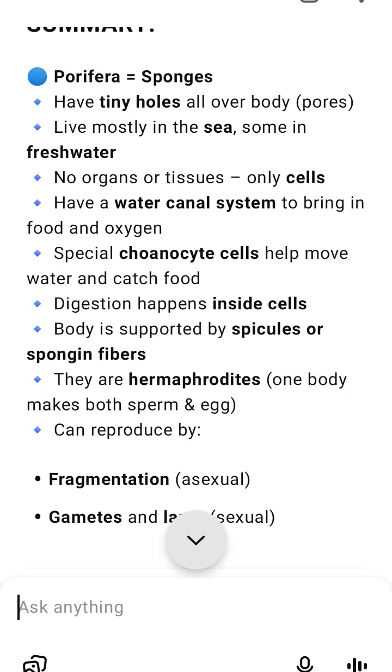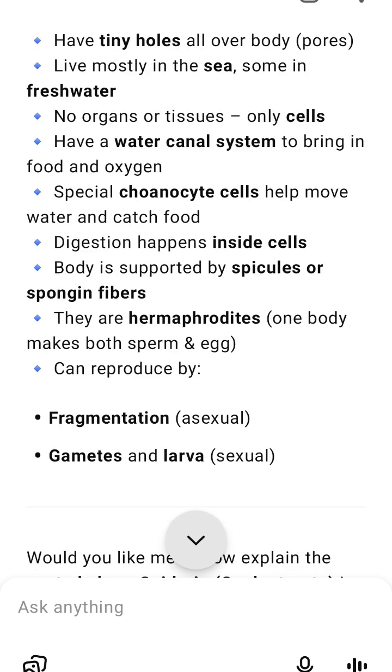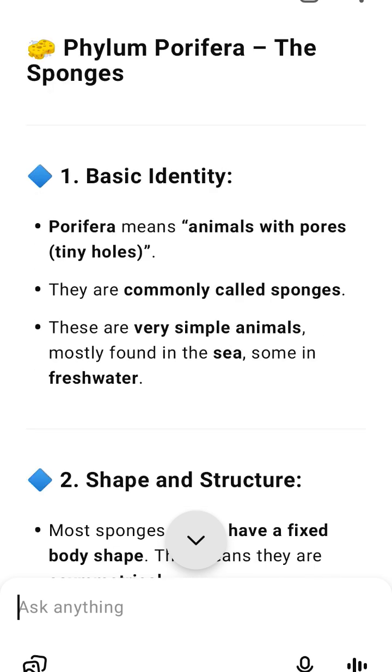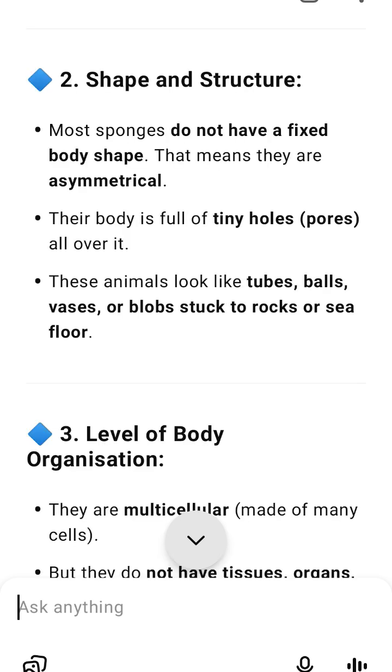Fertilization happens inside the body. A baby form called larva is formed. This larva looks different from the adult and swims freely for some time. Later, it settles down and grows into an adult sponge. This is called indirect development because the larva and adult look different.